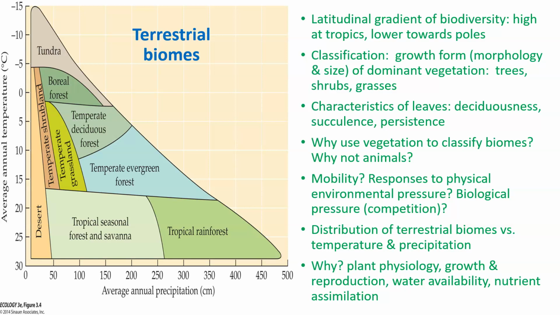So like that, you can reasonably classify terrestrial biomes based on vegetation by investigating average annual precipitation and average annual temperature. And why do temperature and precipitation seem to have such a dramatic influence on global biomes? The reason is plant physiology.